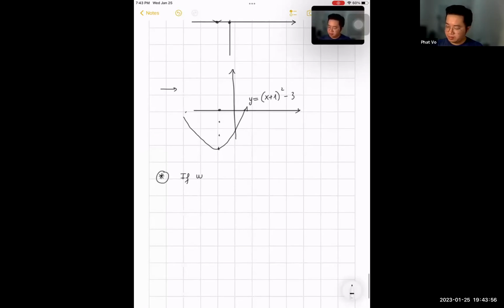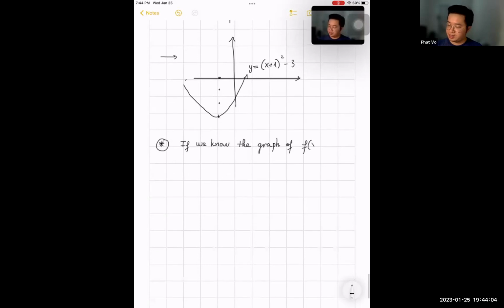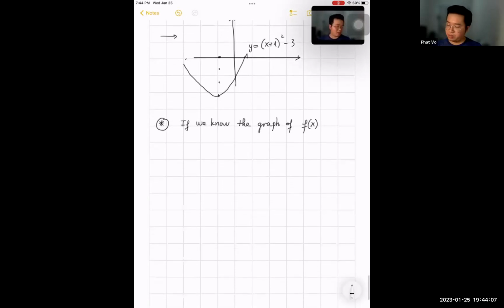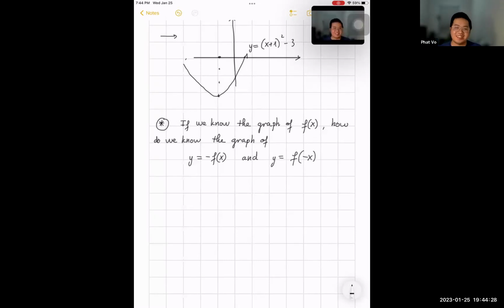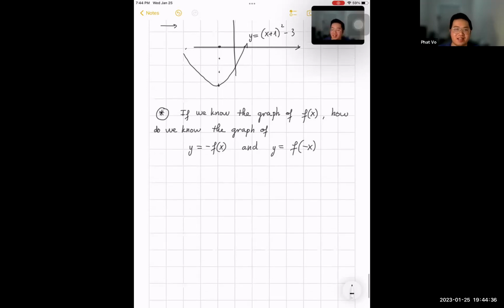So if we know the graph of the function f(x), okay, the function f(x), how do we know the graph of negative f(x) and f(negative x)? Okay, so it's different again. These functions are different. Okay, I will give you an example to see why they are different.